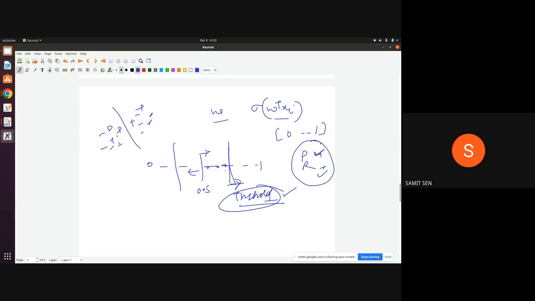If, let's say, out of 10, 8 are correctly predicted, how much will the accuracy be? 8 out of 10, so 80%. Accuracy is 80%, and error is 0.2, so they are opposite to each other, isn't it?